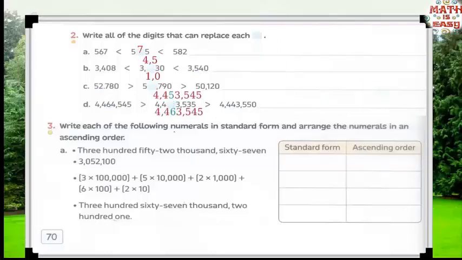Number 3: write each of the following numerals in standard form and arrange the numerals in ascending order. Ascending order means you should write numbers from small to big, or from down to up. Here we have 4 numbers. We should write all numbers in standard form so we can make a range. First number, 352,067. Second number, 3,000,000. Third number, we have 3 times 100, which means 352,620. Last number, 367,201. Now you can compare quickly.